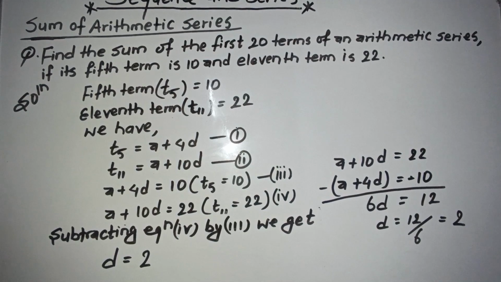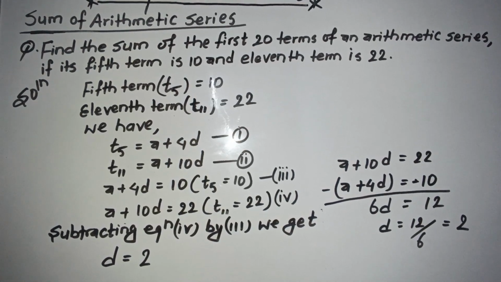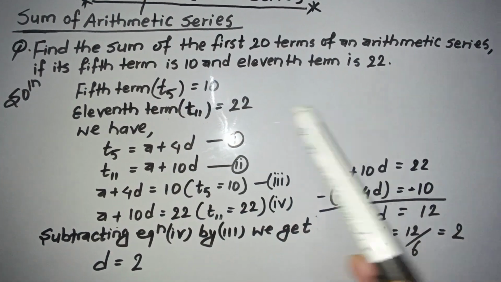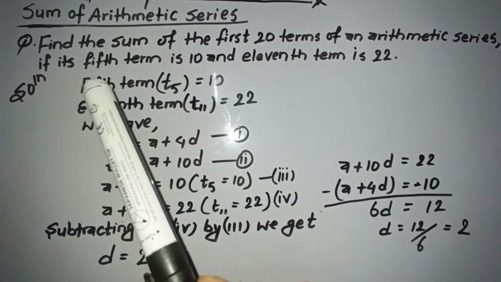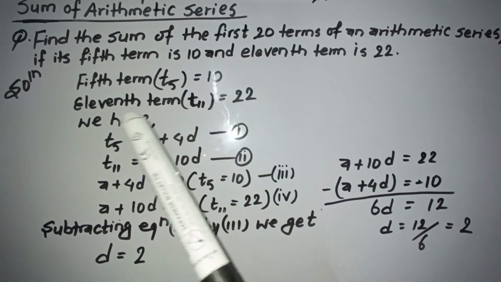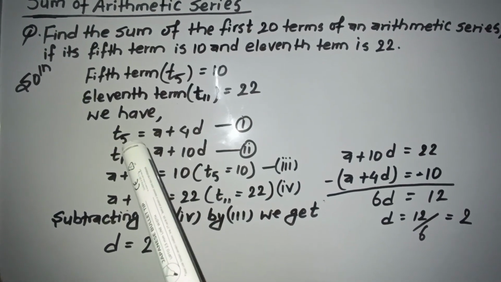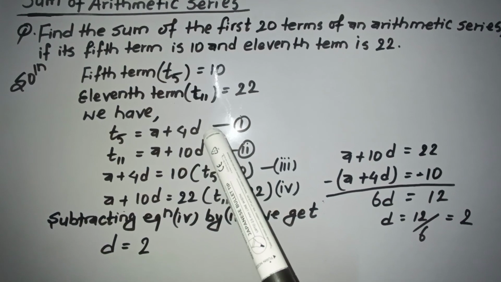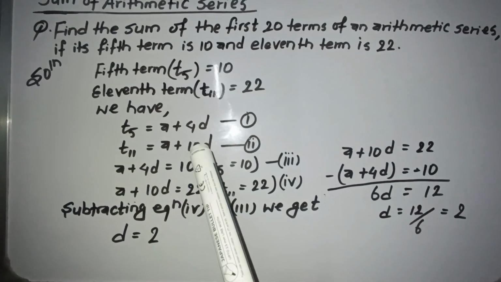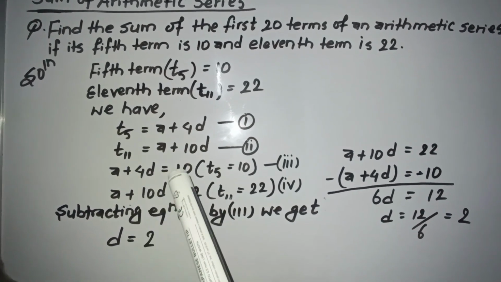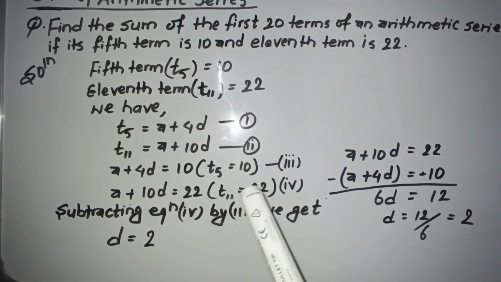We are going to solve another numerical on the sum of an arithmetic series. In the question, find the sum of the first 20 terms of an arithmetic series if its fifth term is 10 and 11th term is 22. Then we have fifth term t5 is equal to 10, 11th term t11 is equal to 22. We have the formula t5 is equal to a plus 4d and t11 is equal to a plus 10d. And we substitute the value of t5 and t11 here. a plus 4d is equal to 10 and a plus 10d is equal to 22.